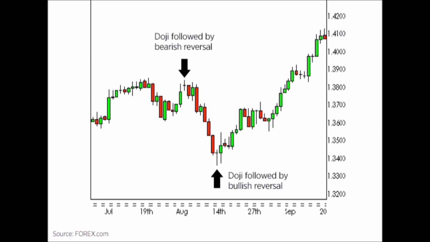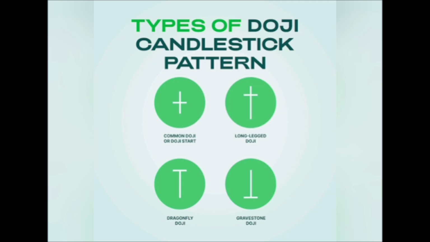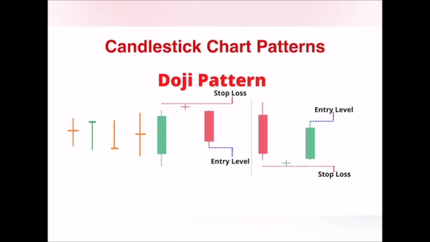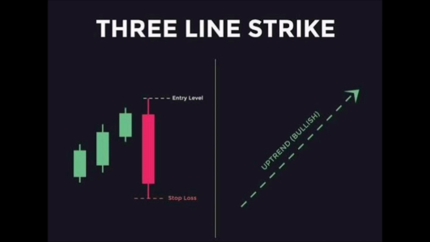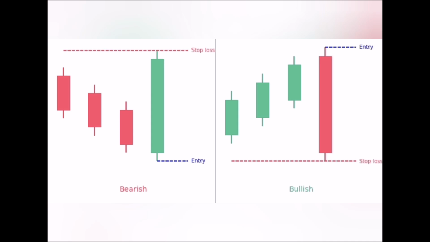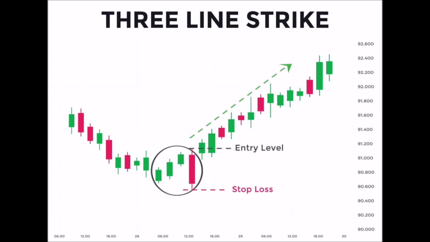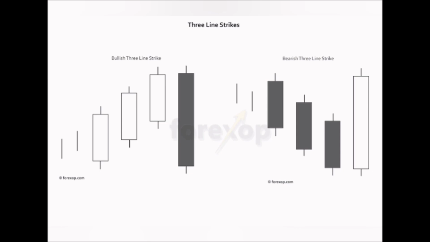Now, let's talk about the three white soldiers first. The three white soldiers indicate a strong bullish continuation or reversal. Three consecutive bullish candles with higher closes indicate sustained buying pressure. What does this imply? A strong uptrend may be starting, or it may also be continuing.